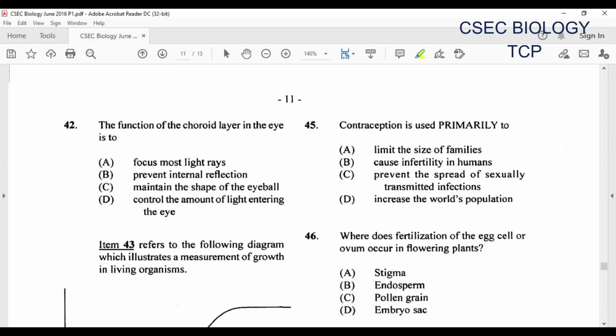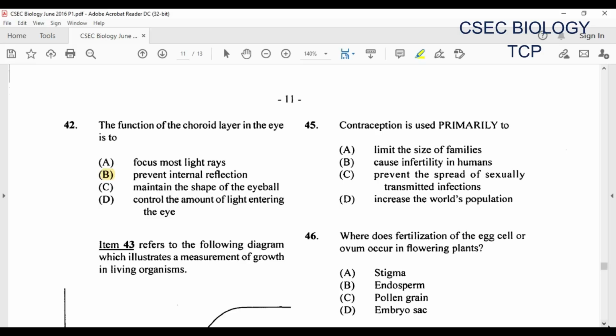The function of a choroid layer in the eye is to, we're looking at A, B, C, D. Focus light rays? No, that is not the function of a choroid. Prevent internal reflection, that seems plausible. Maintain the shape of the eyeball? No, that's a sclera. Control the amount of light entering the eye, that would have been the pupil. So we have the pupil, the sclera, the lens, and the choroid featured here. So the answer is of course going to be B.